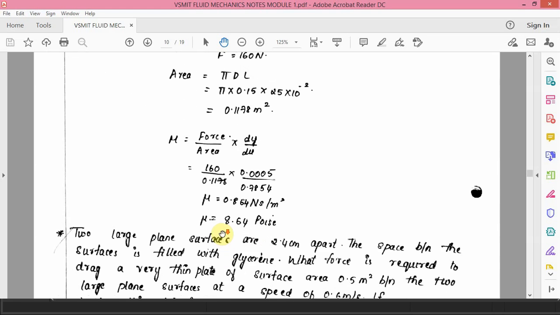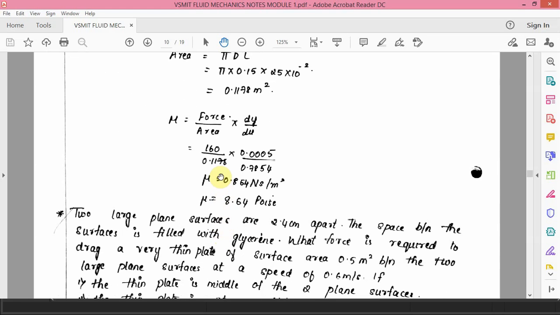Then mu equal to force upon area into dy by du. Force is equal to 160 divided by 0.1178 into dy by du equal to 0.005 divided by 0.7854. Mu equal to 0.864 Newton second per square meter. Therefore, mu equal to 8.64 poise.